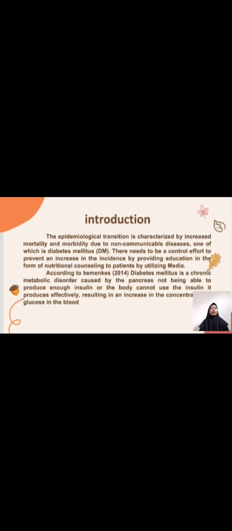According to Kemenkes, diabetes mellitus is a chronic metabolic disorder caused by the pancreas not being able to produce enough insulin, or the body cannot use the insulin produced effectively, resulting in an increase in the concentration of glucose in the blood.